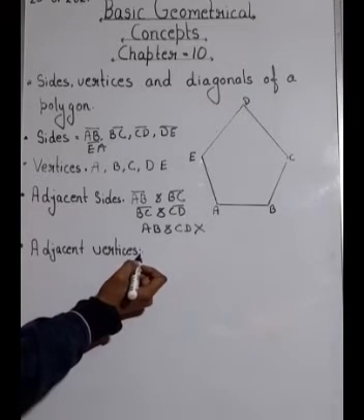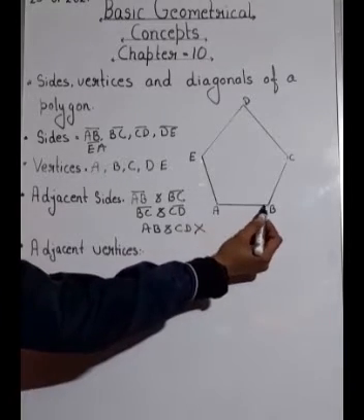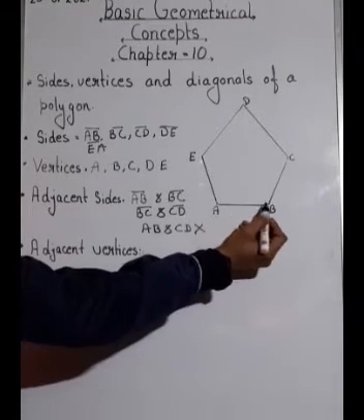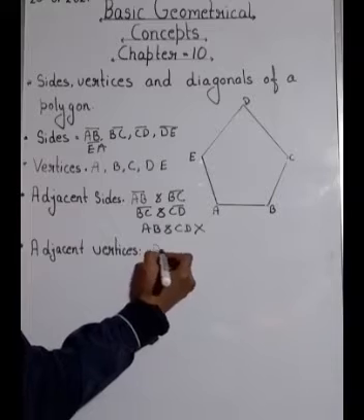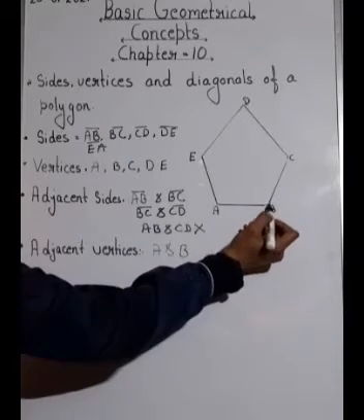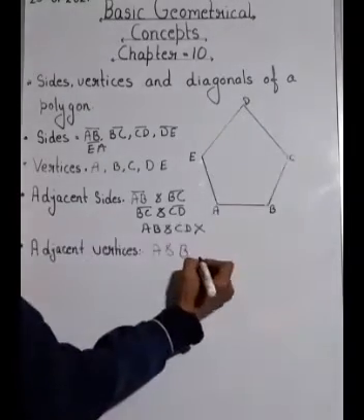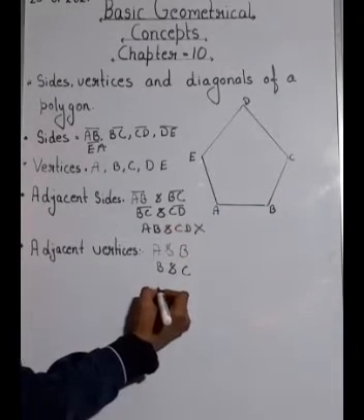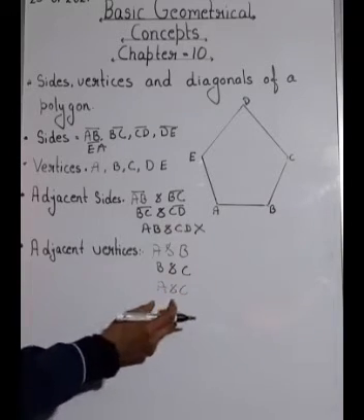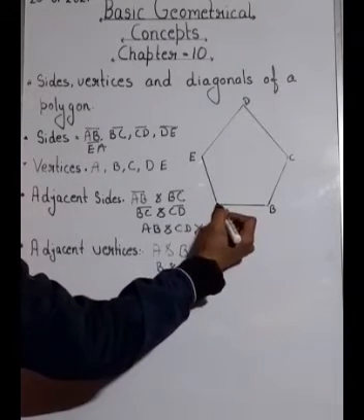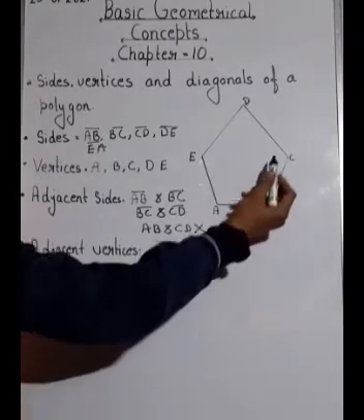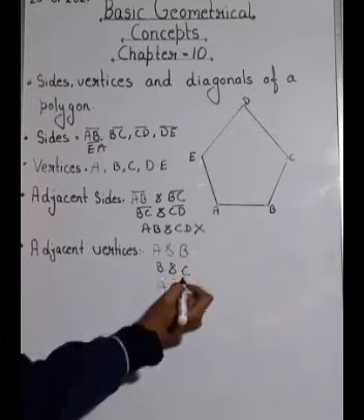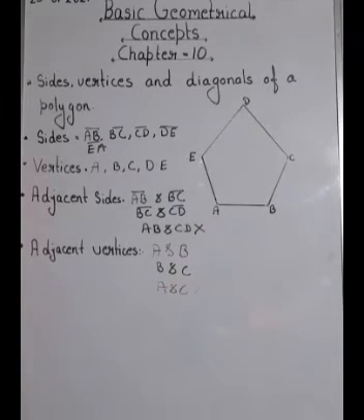Now what are your adjacent vertices? You can see this side AB. Okay, so the two endpoints of a side, like A and B, these are your adjacent vertices, A and B. Another one is your B and next one C. Okay, B and C. But if I write A and C, then these are not adjacent. Why? Because A is here and C is here. You can see they both are not points of the same line segment. So these are not your adjacent vertices.